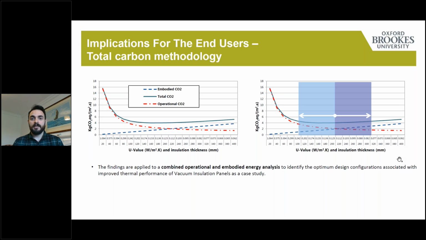Sorry, the same carbon intensity value for 100 mil and 300 mil insulation, because the overall carbon intensity is starting to gradually go up after that absolute minimum on the graph.